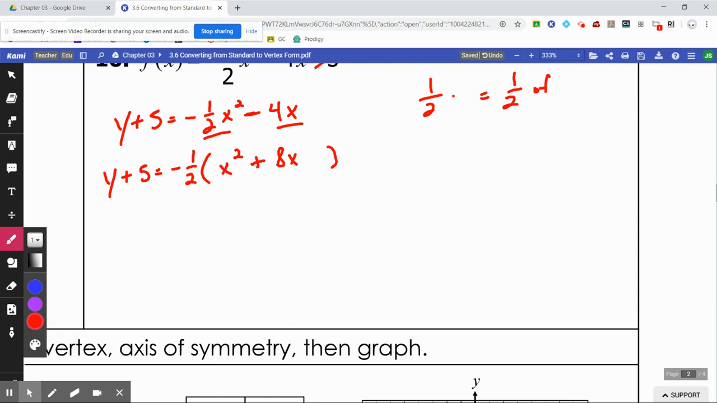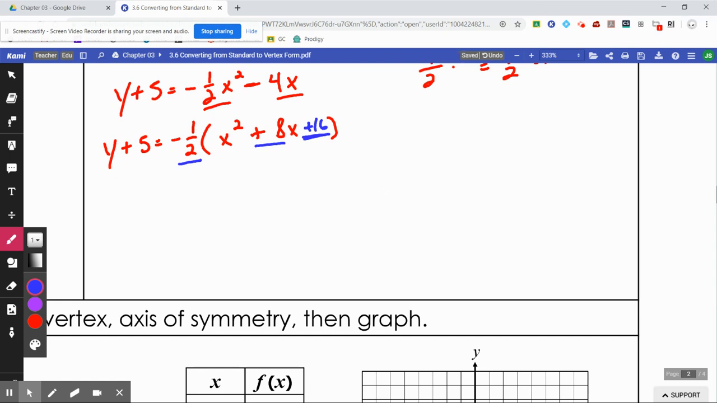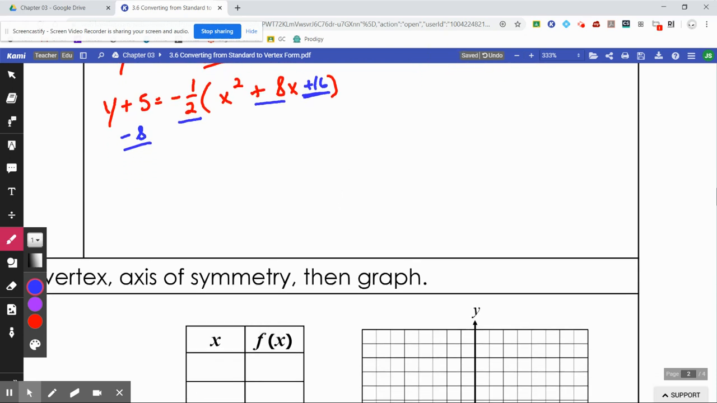So now let's complete our square. Take half and square it, and you get a positive 16. However, you added positive 16 inside parentheses, but you added negative 1/2 times positive 16 to that side. Negative half of 16 is negative 8, which is actually what got added to the side. Combine like terms, positive 5, negative 8 is a negative 3. Bring down your negative 1/2 and let's factor.